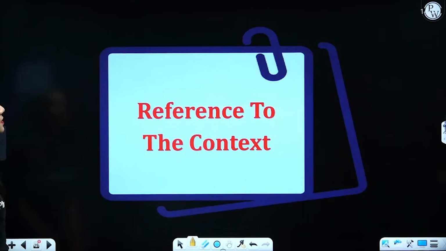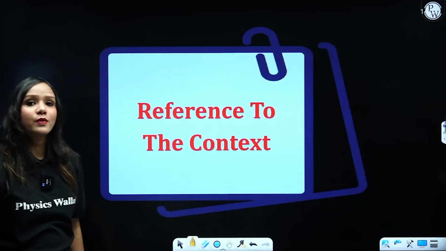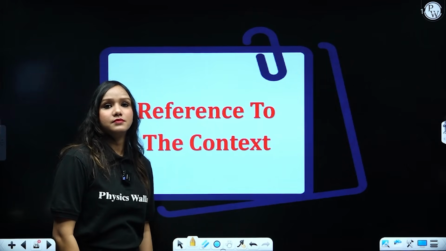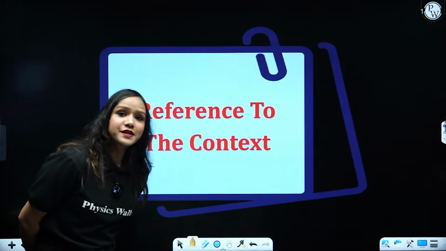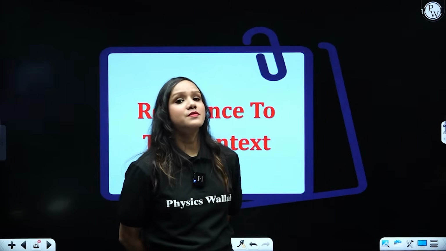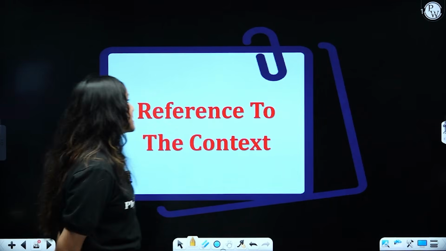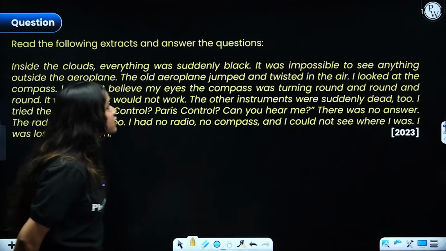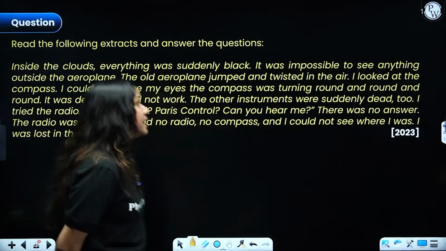Next, we see here reference to the context based question. As you see on screen, reference to the context based questions are really important in terms of this lesson. Let us have a look at that. The very first question: read the following extracts and answer the questions. Let's see.